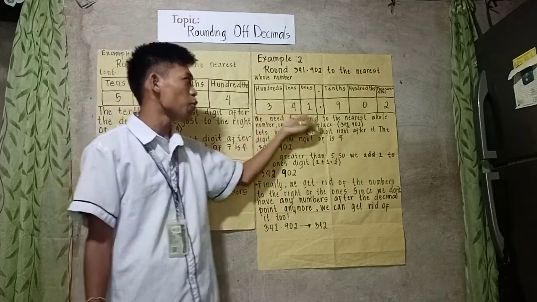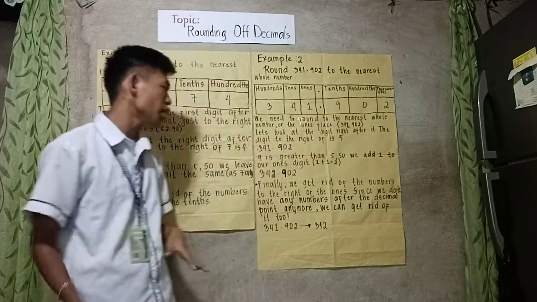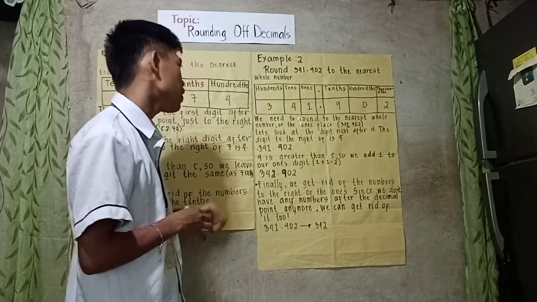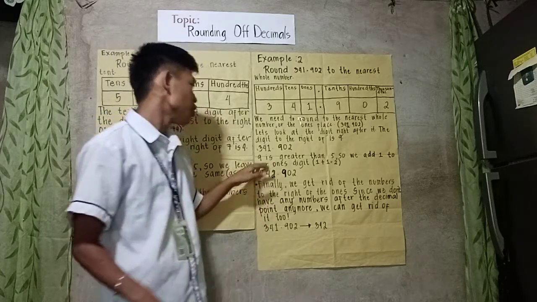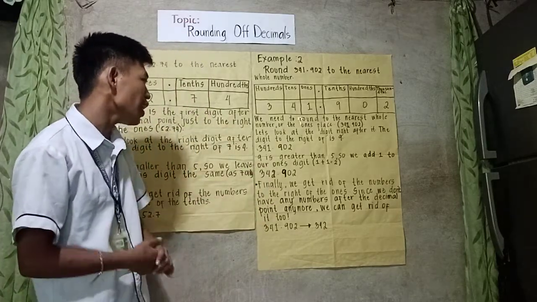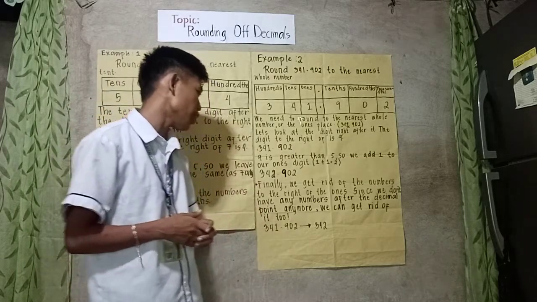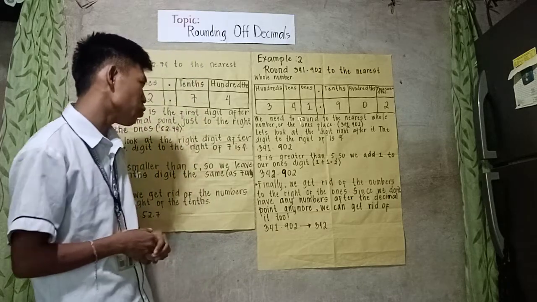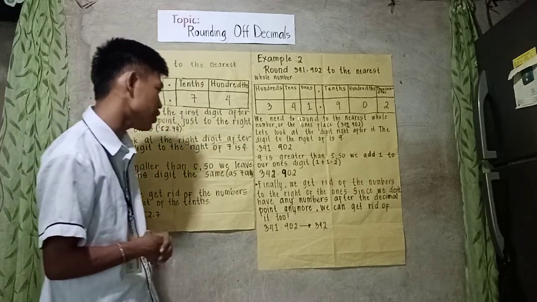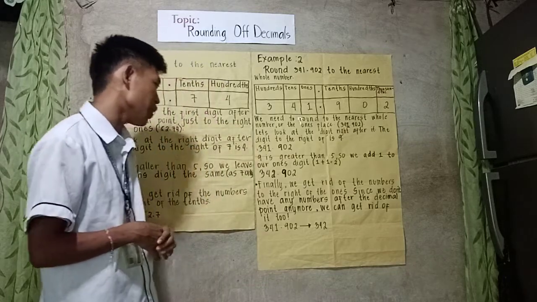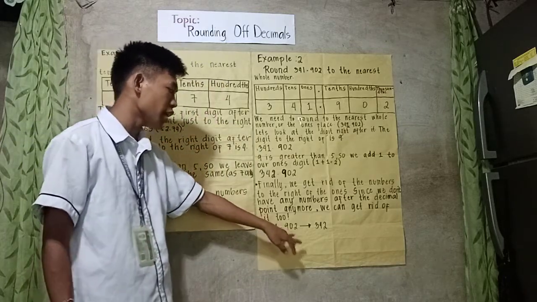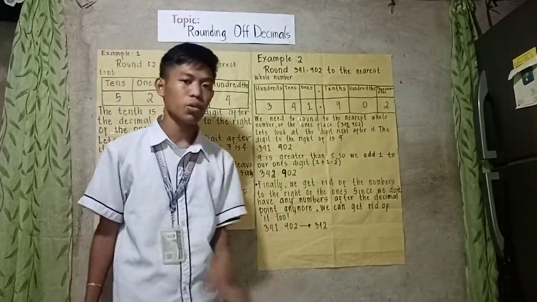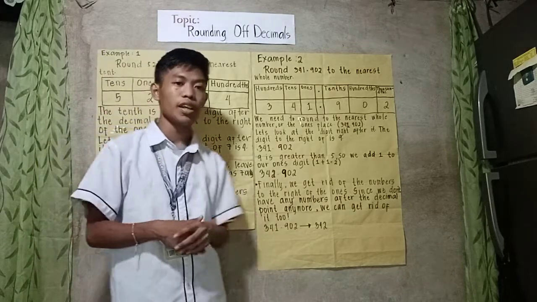So from 341.902, it will become 342.902, since 9 is bigger than 5. So finally, the answer for this is 342.902. Finally, we get rid of the numbers to the right of the ones, since we don't have any numbers after the decimal point anymore. So from 341.902, it will become 342. This is already a whole number.